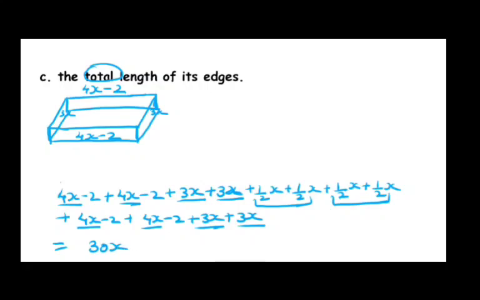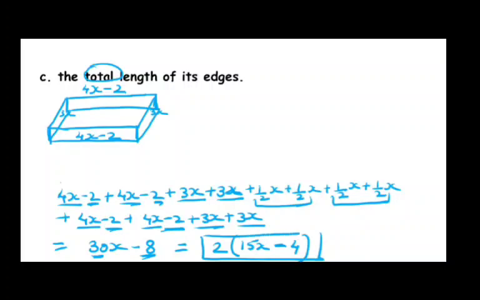Let's add up all the minus 2. So minus 2 plus minus 2 makes it minus 4. Minus 6, and here we go, minus 8. We can also again factorize this. The common factor is 2. So 2, 15, 2 into 15 makes it this 30. X inside, 2 into 4 makes it this 8. That's the answer for the total length of all the edges.